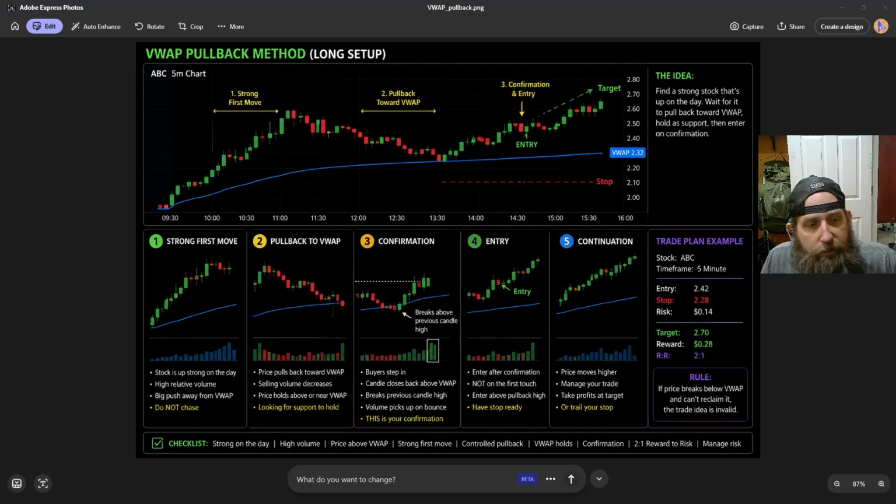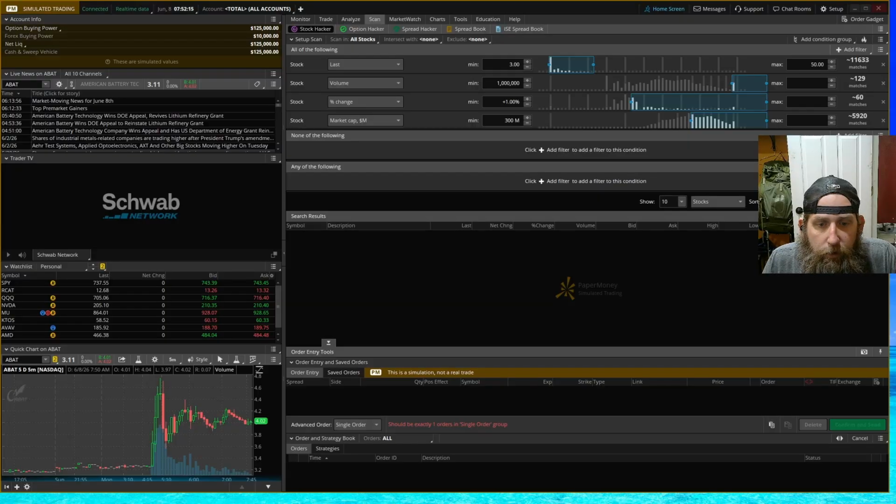All right, so what is the method we're looking to deploy today? And that is the VWAP pullback method. And we're going for a long setup. We are not looking to short yet, just go long. So this isn't the best diagram I've seen for it, especially on where the entry is, but we're going to get the gist of it with this and see if we can't translate it into some real trades today.